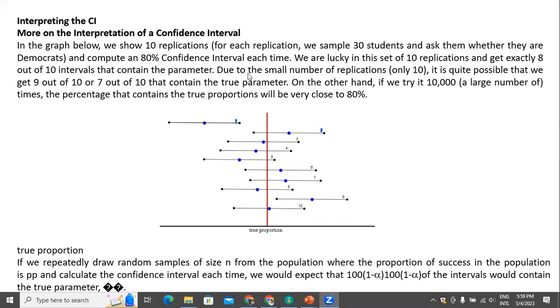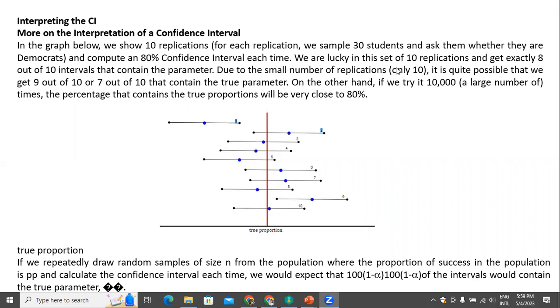So if we are interpreting a confidence interval, how do we interpret it if we repeatedly sample? Let's assume that in the graph below, we show 10 replications. For each replication, we sample 30 students and ask them whether they are Democrats, and compute an 80% confidence interval each time.